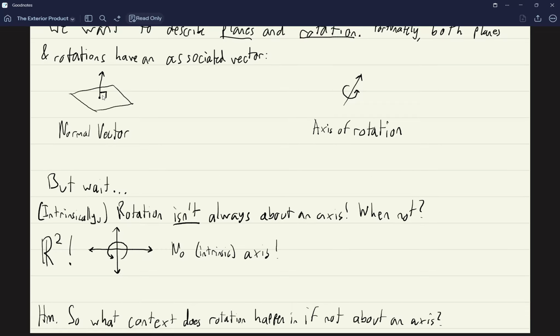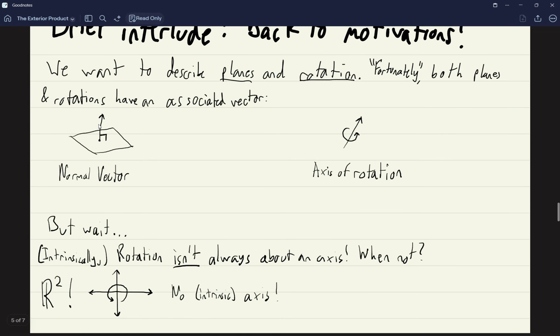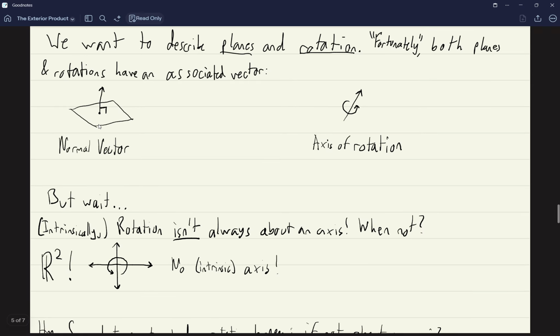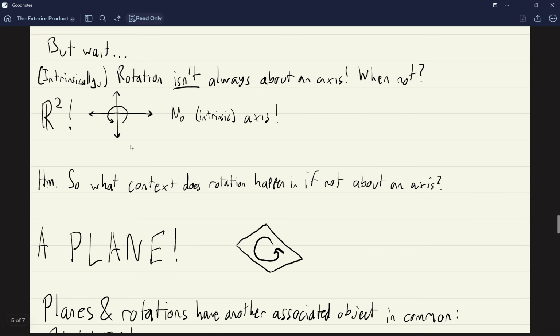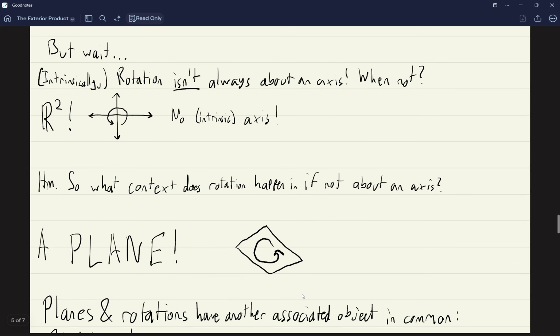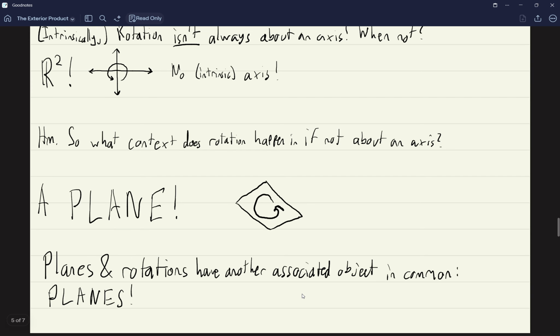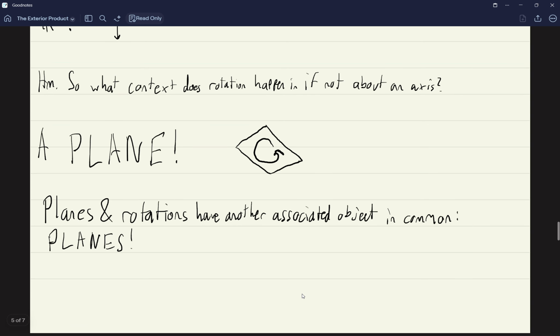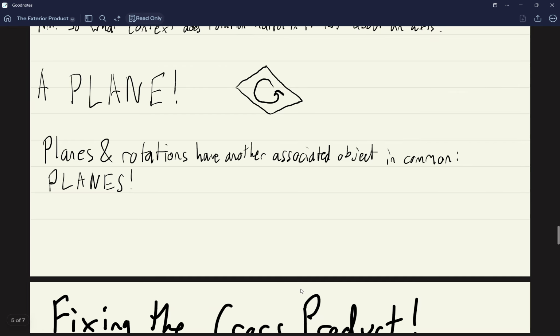And even simpler, planes are planes. We don't necessarily need to associate this other object with them, because rotation happens in a plane, planes happen in a plane, so they have another object in common, planes themselves. So really it looks like the cross product is okay.